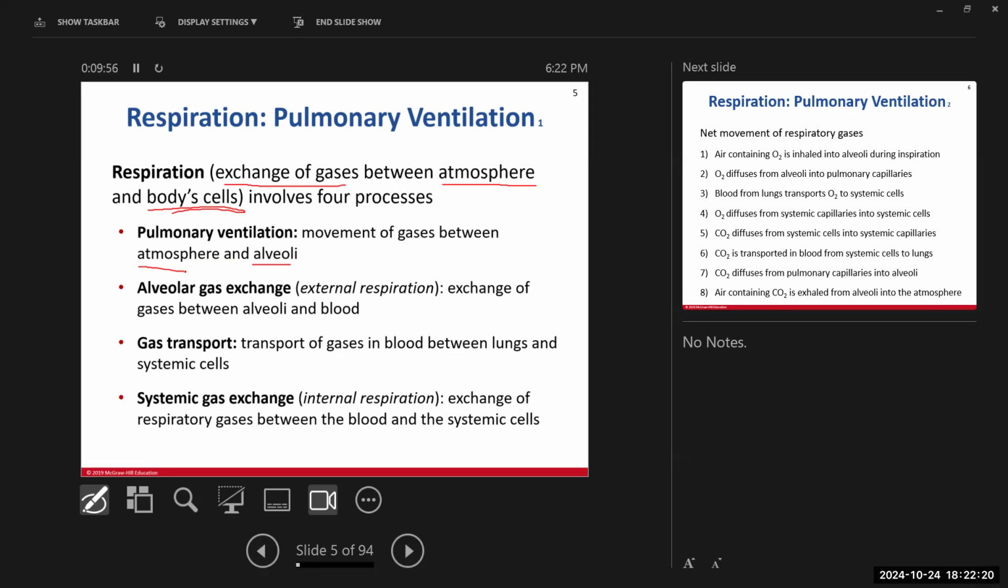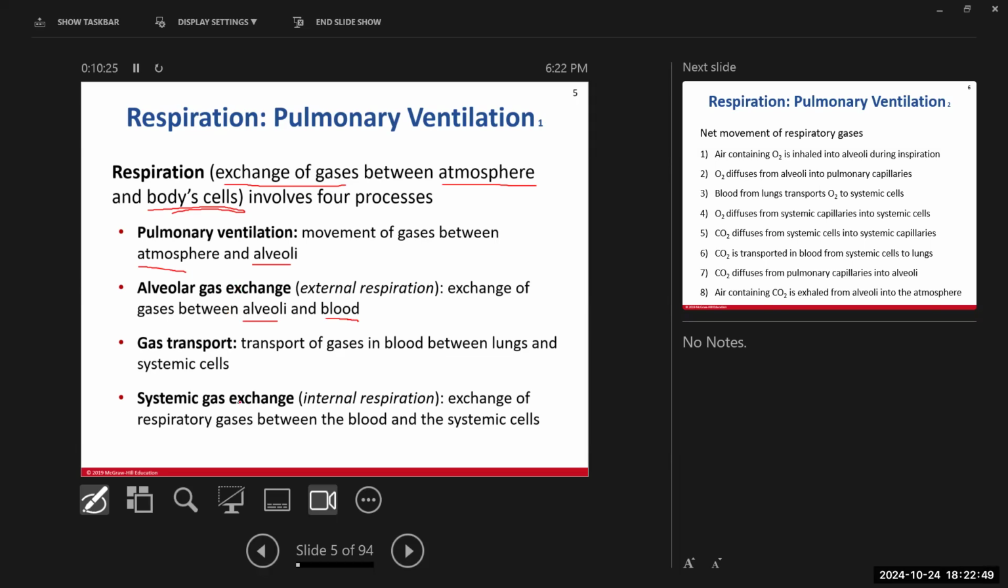Alveolar gas exchange. So we're going to see the first gas exchange occur when you're breathing in and exhaling. So the air in this room is entering into your lungs. Then the next area of gas exchange is going to occur between the alveoli and your respiratory capillaries there. So we're going to exchange gas between your alveoli and blood, and then we're going to transport that blood throughout the body, and that's going to be our gas transport.